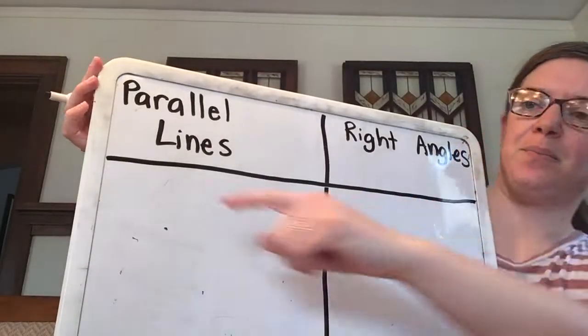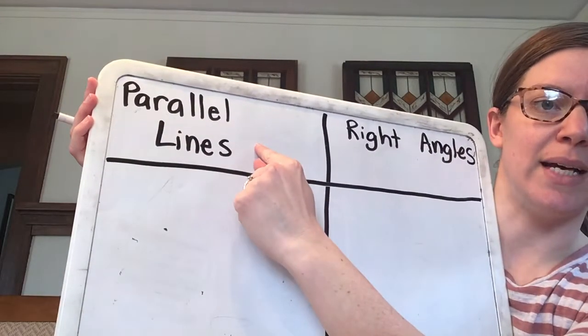Hey guys, as you know, this week we have been talking about quadrilaterals, shapes that have what? Shapes that have four sides. Today I wanted to talk about two properties that help us to describe different types of quadrilaterals. So the first property that I'm going to talk about is called parallel lines.